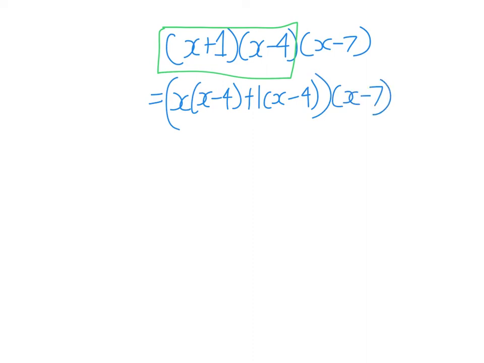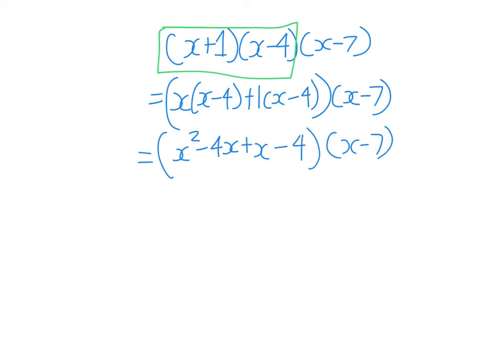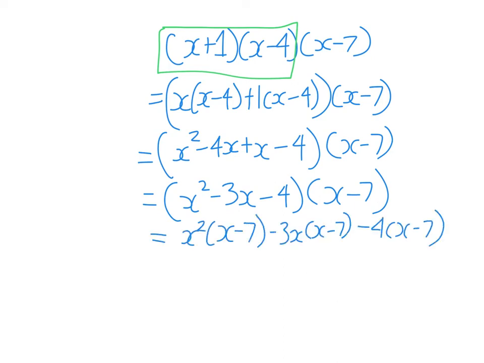Okay, so looking at the first set of brackets, we go x times x, x times minus 4. And then we do similarly here, 1 times x, 1 times minus 4. So we're going to make life easier on ourselves by collecting like terms. So this becomes x squared minus 3x minus 4 multiplied by x minus 7. So once again, the idea is the same. We want to take everything in the first bracket and multiply by everything in the second bracket. And that's what I've done here.